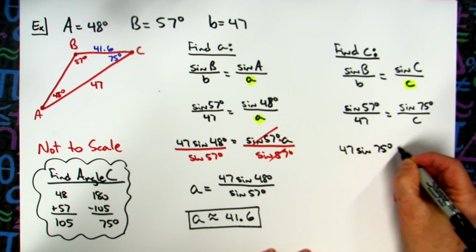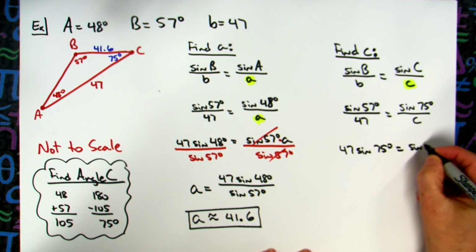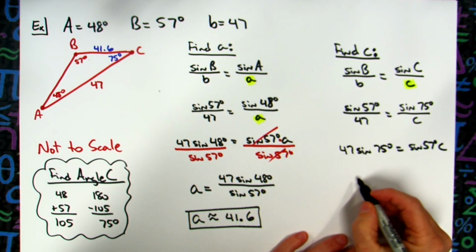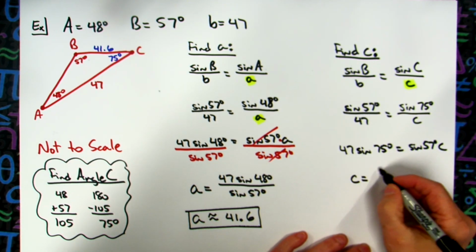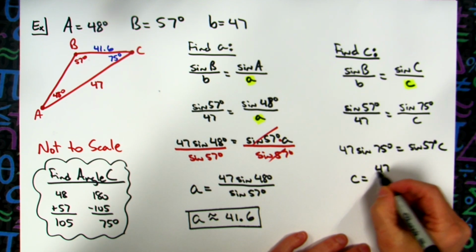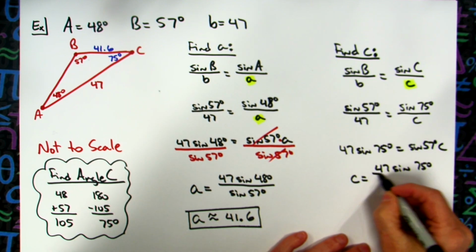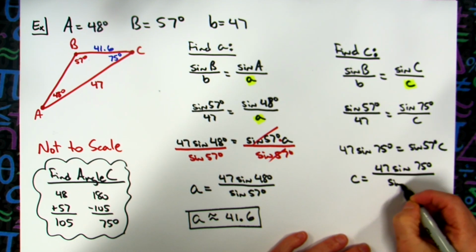Okay, so if I cross multiply down, I'd have 47 sine of 75 degrees is equal to sine 57 degrees times c. Divide both sides by sine of 57. So you're putting in your calculator 47 sine of 75 degrees all over sine of 57.